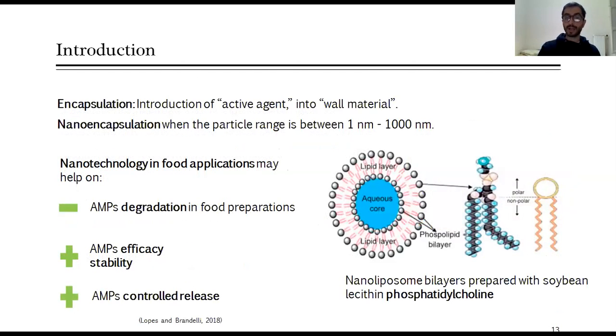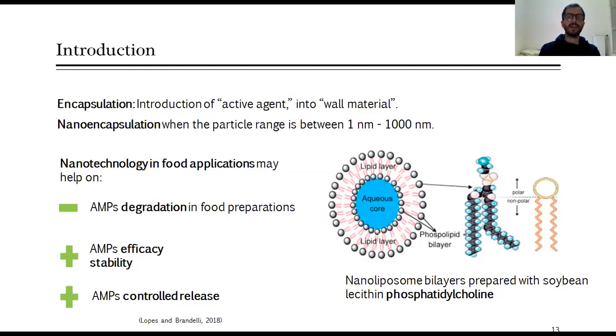In one of the works I'm going to present, I considered a biotechnological application, especially a nanoencapsulation of the antimicrobial peptide p34 inside a nanoliposome bilayer prepared with soybean lecithin phosphatidylcholine. Encapsulation consists in the introduction of an active agent inside a whole material.